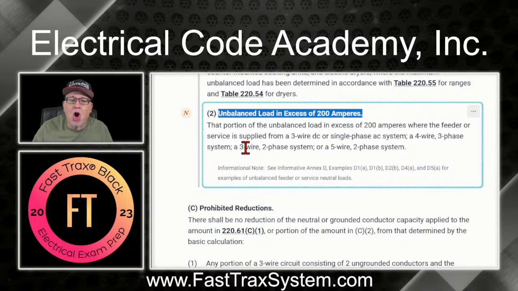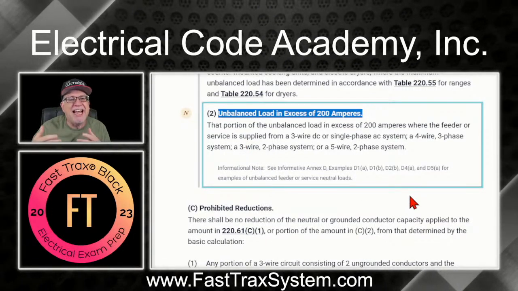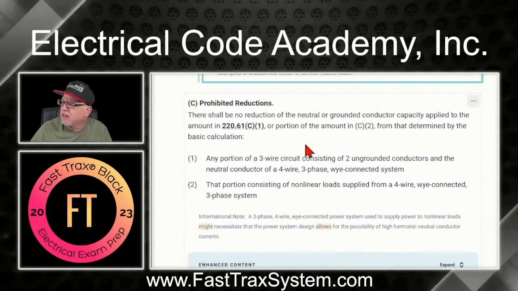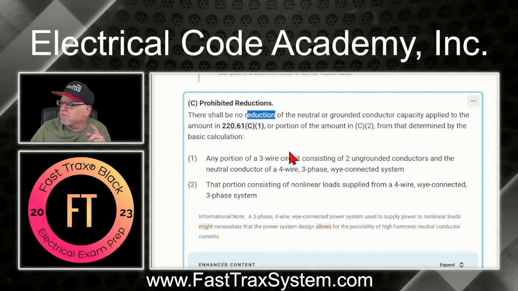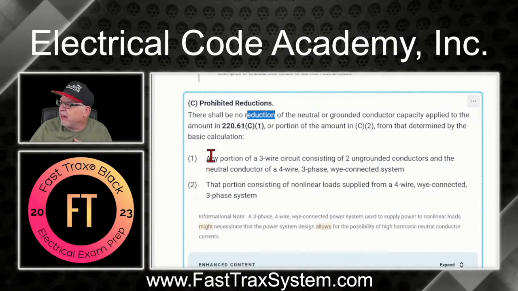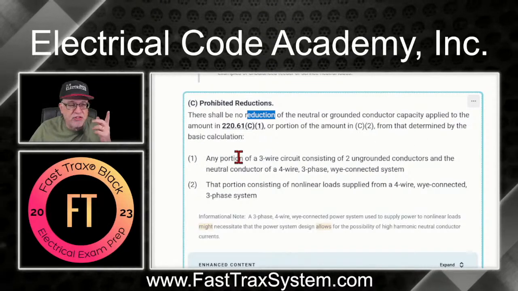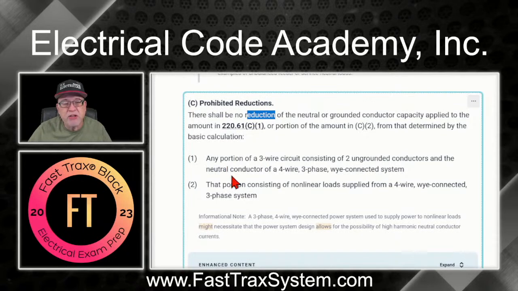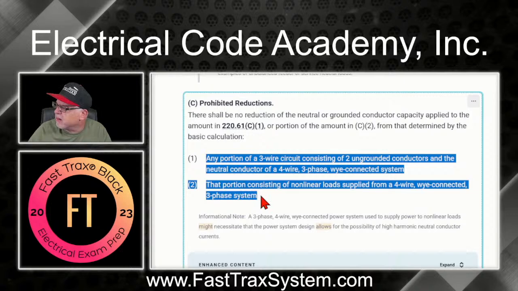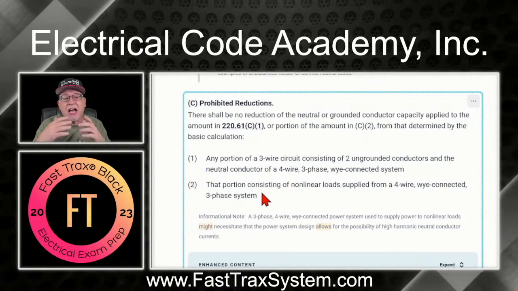Now, there are certain systems where you cannot reduce the size of the neutral. Just get that out of the way right here. So that is C. It says there shall be no reduction of the neutral or grounded conductor capacity applied to the amount in 220.61(C)(1), right here, or portion of the amount in C(2), which is right here, from that determined by the base calculation. So if we have the neutral calculation and we do that calc as we just said we had to do, if you're dealing with these types of systems, or you're dealing with the portion non-linear loads.